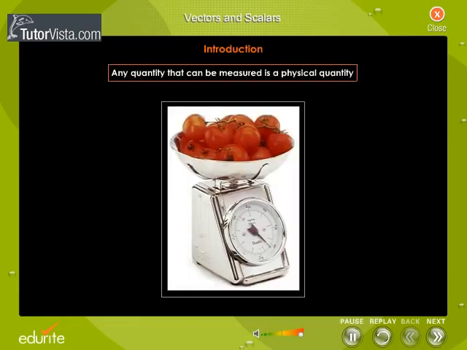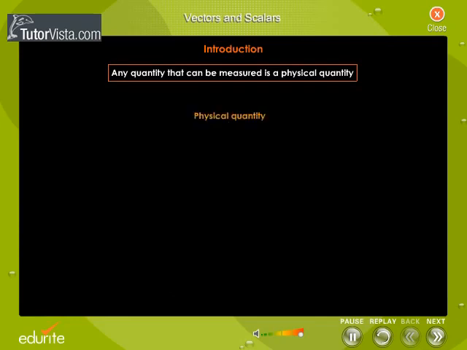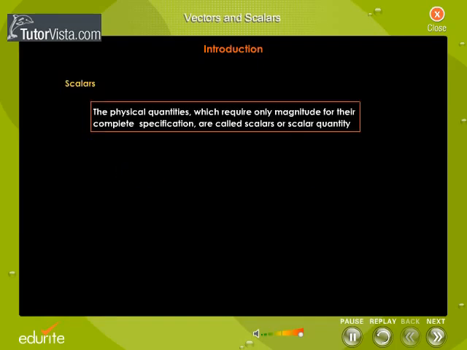What is a physical quantity? Any quantity that can be measured is a physical quantity. Physical quantities are classified as vectors and scalars. The physical quantities which require only magnitude for their complete specification are called scalars or scalar quantity. They can be added up based on ordinary rules of algebra.